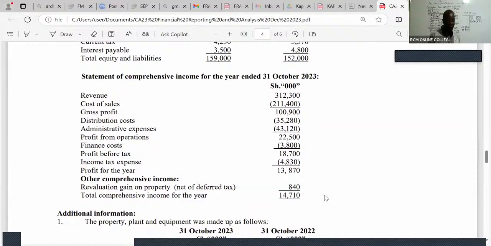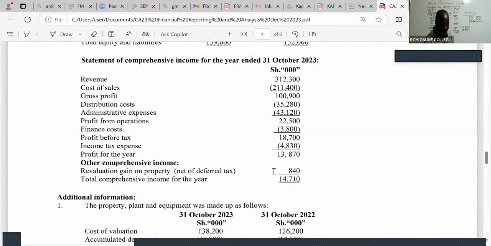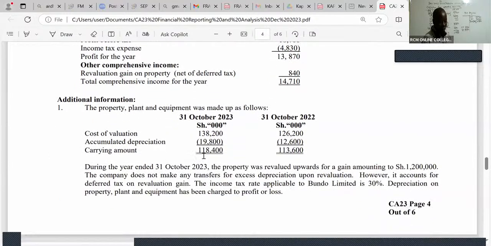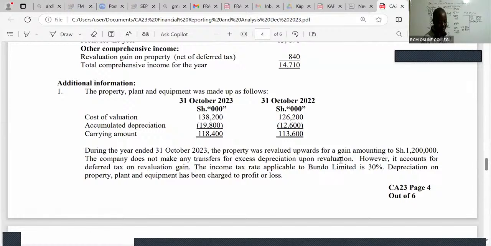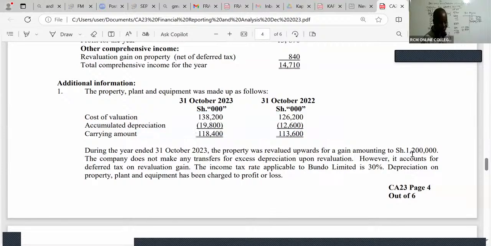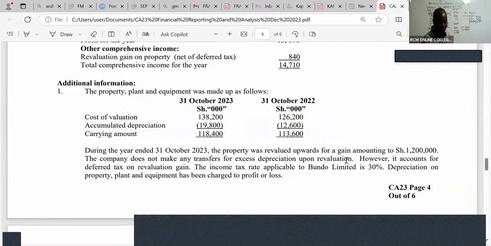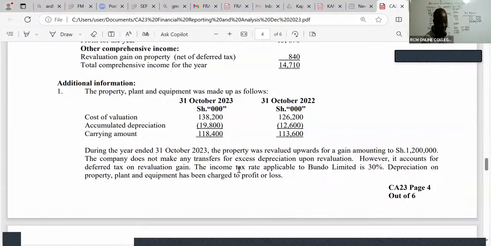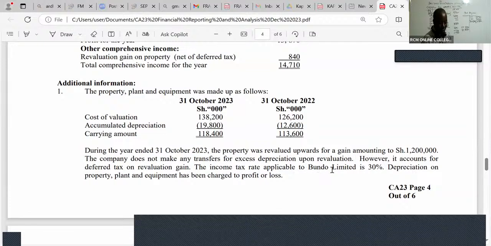But you have a revaluation of PPE. Whenever you have revaluation on PPE, the PPE was revalued upwards, amounting to 1,200. The company does not make any transfers for excess depreciation upon revaluation. However, it accounts for deferred tax on revaluation gain. The income tax rate applicable to Bundo is 30%. Depreciation on PPE has been charged.